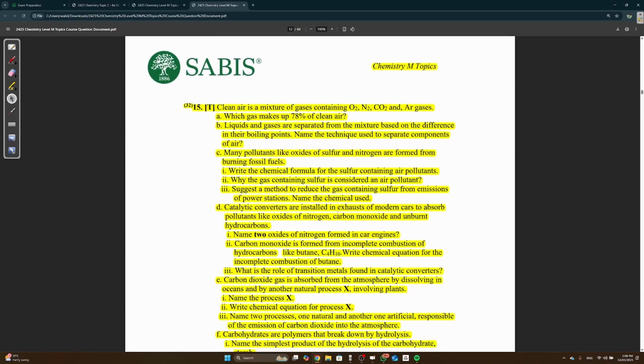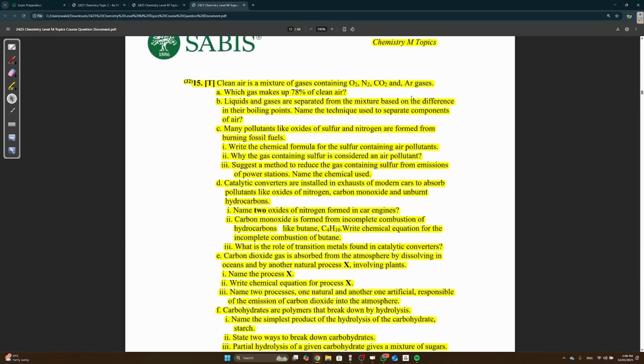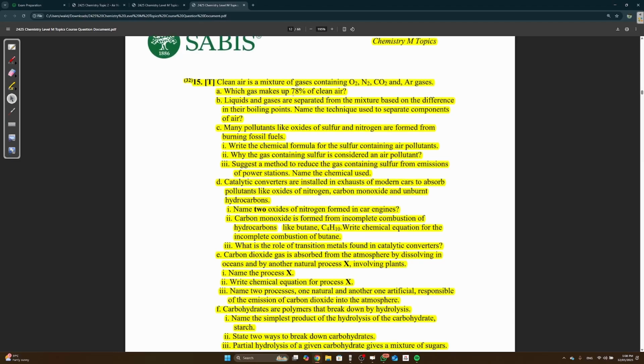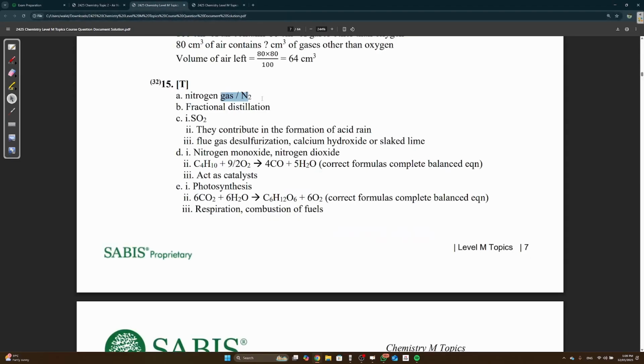Clean air is a mixture of gases containing oxygen, nitrogen, carbon dioxide, and argon gases. Which gas makes up 78%? Of course, nitrogen, right? We agreed 78% is nitrogen. Liquids and gases are separated from the mixture based on the difference in their boiling points. Name the technique to separate the components of air. Fractional distillation of liquefied air, right?